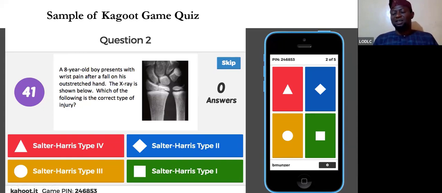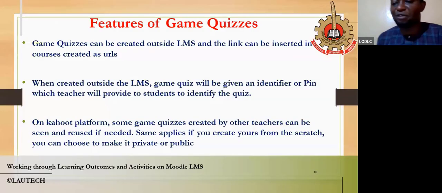They can be embedded in the LMS or outside the LMS. As for the features of game quizzes, some game quizzes can be created outside the LMS and inserted in the course.